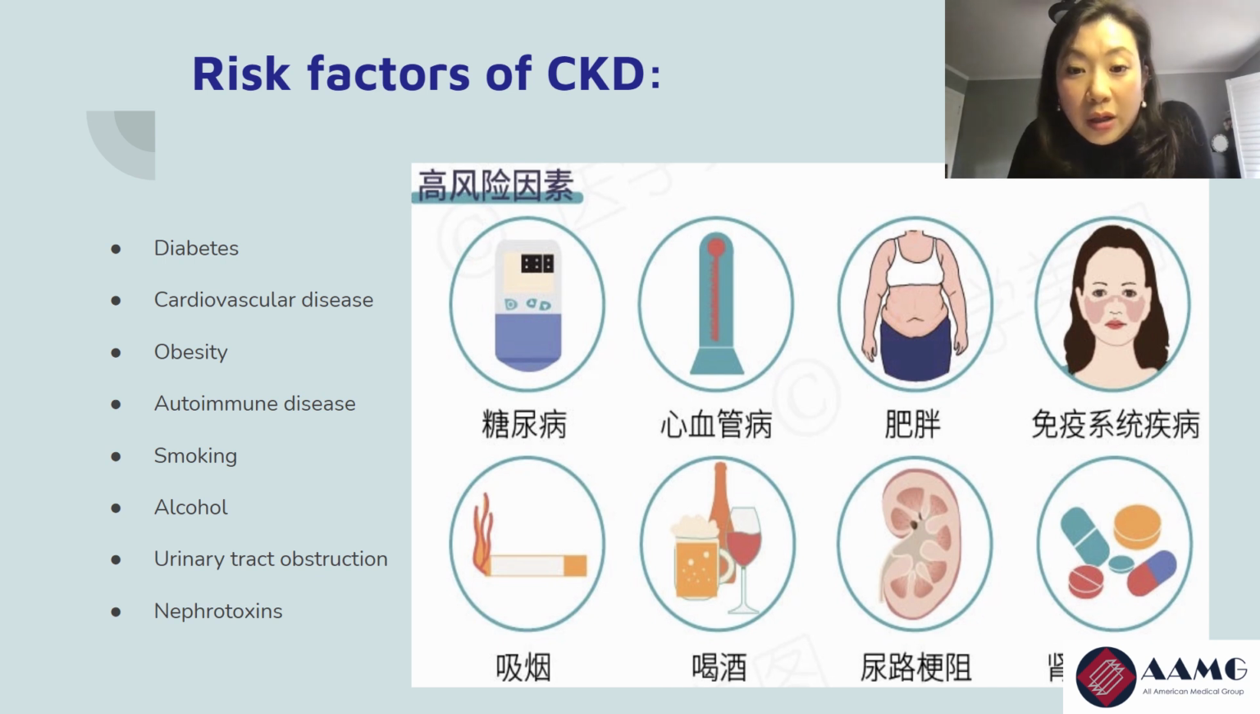But other reversible and controllable risk factors include a big one, diabetes, and cardiovascular disease, meaning stenosis or narrowing of the arteries. These people usually have strokes, heart attacks, or heart conditions. Obesity, having too high a BMI, or someone with autoimmune disease, as I said, rheumatoid arthritis or systemic lupus. Lifestyle habits, smoking and alcohol consumption, are definitely associated with an increased risk of chronic kidney disease.